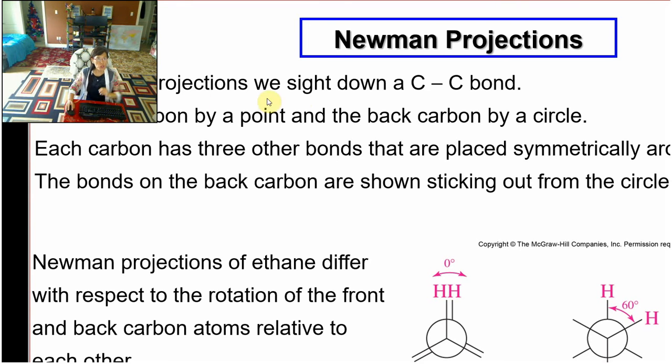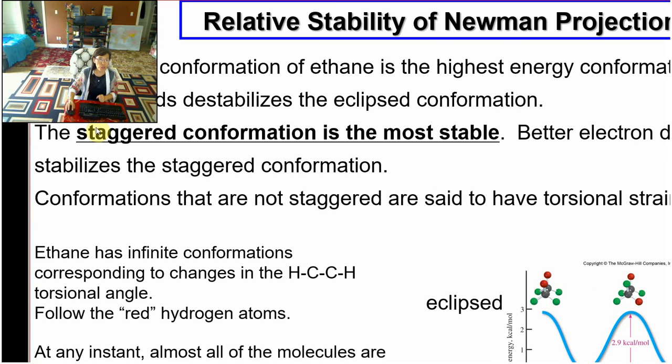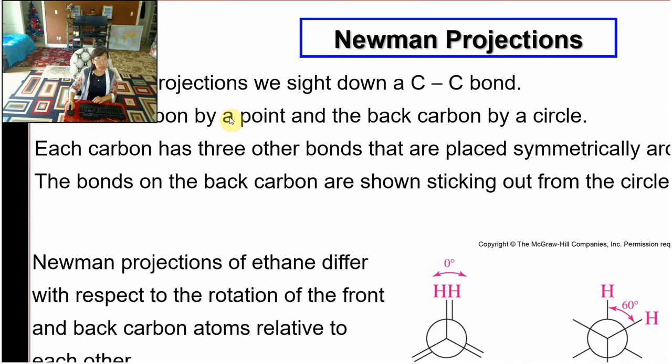First of all, in the Newman projection, we set down the carbon-carbon bond. You place a point, a dot, to represent the front carbon. And then you use a circle to represent the back carbon. Each carbon has three other bonds, which are placed symmetrically around that carbon.